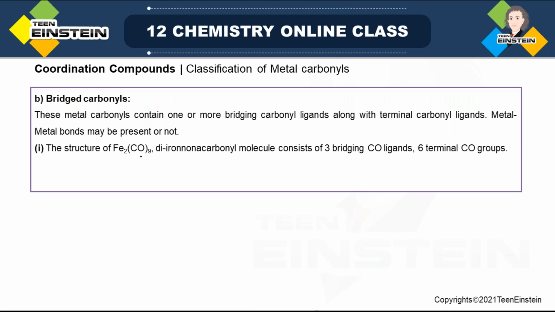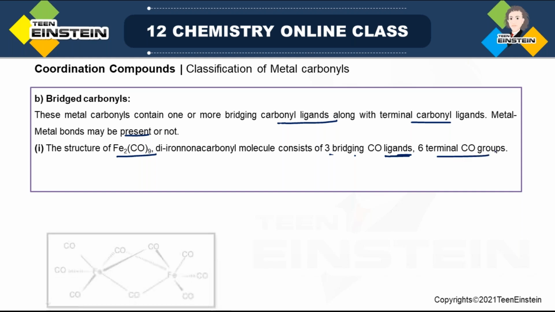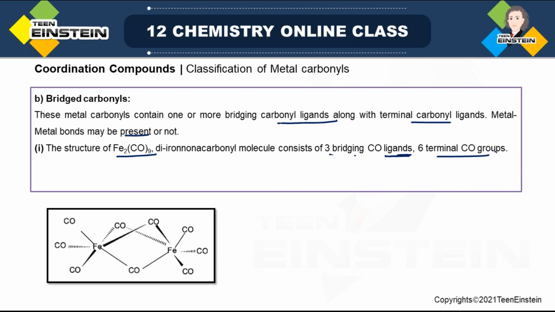Bridged carbonyl. These metal carbonyls contain one or more bridging carbonyl ligands, along with terminal carbonyl. That is why the name is so. That is, two types of carbonyl will be there. Metal-metal bonds may be present or not. So here we have the structure Fe2(CO)9. The name is diiron nonacarbonyl. It contains 3 bridging CO and 6 terminal CO. So this is the picture here. See, 3 CO are present as bridging, 6 terminal CO, but you do not have any metal-metal bond. So as mentioned here, metal-metal bonds may or may not be present. So this is the case where it is not present.